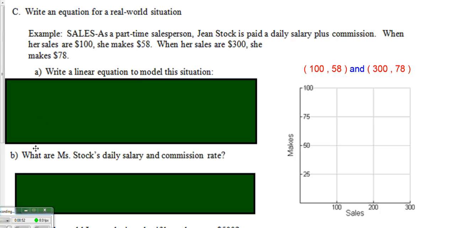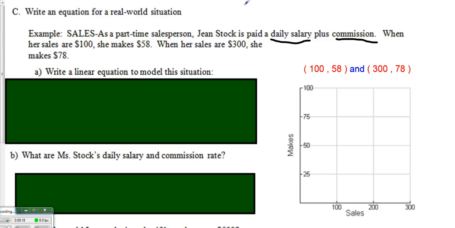We're going to look at linear equations in a real-world situation. So for this example, we're going to be looking at sales. So as a part-time salesperson, Jean Stock is paid a daily salary plus commission. So every day she gets paid a certain amount, no matter what, plus she gets commission. Commission means you're getting paid extra for how much you sell.